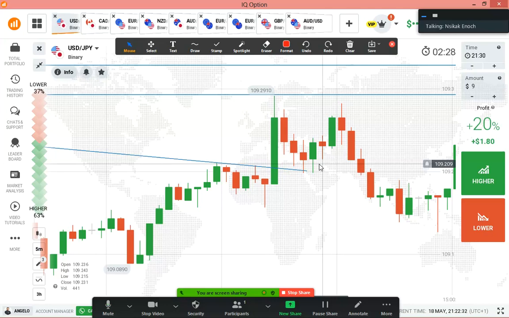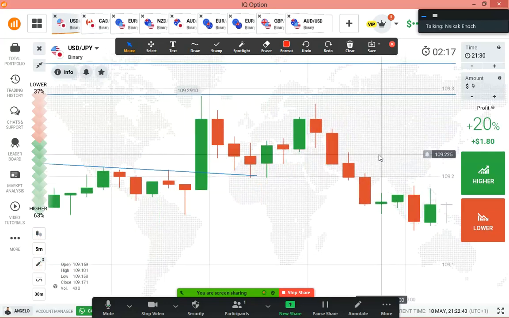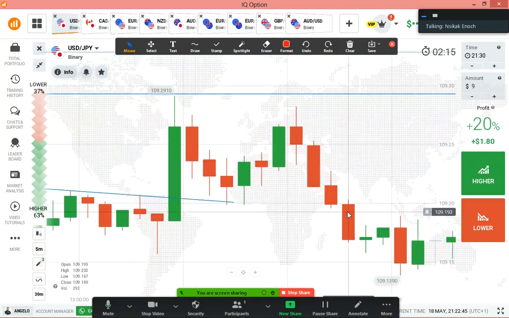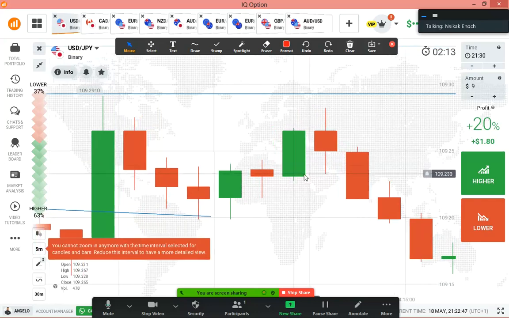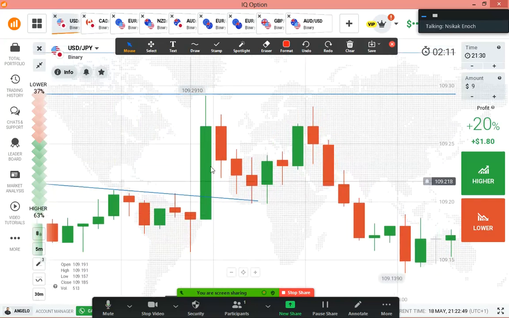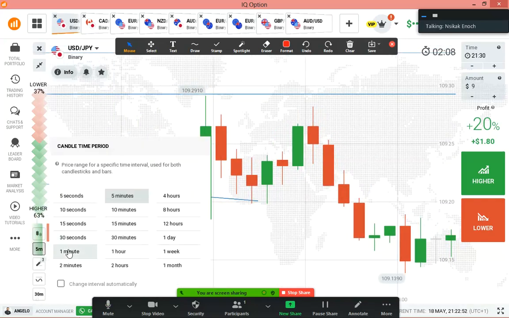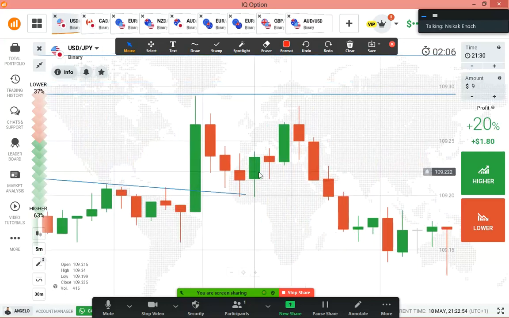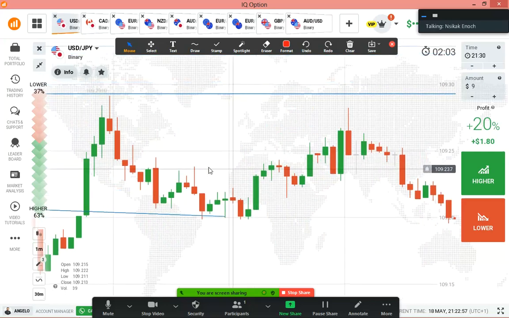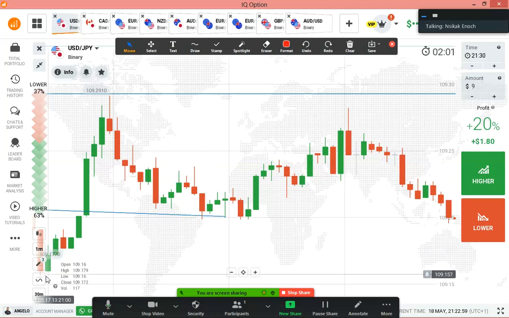So I'm not saying that you should look for it. If the market would like to retrace, maybe there's a momentum also. So maybe the market will also create a momentum. Okay, then here, this is a 5 minute candle. Let's check 1 minute. Okay, you can see again, look at 1 minute.